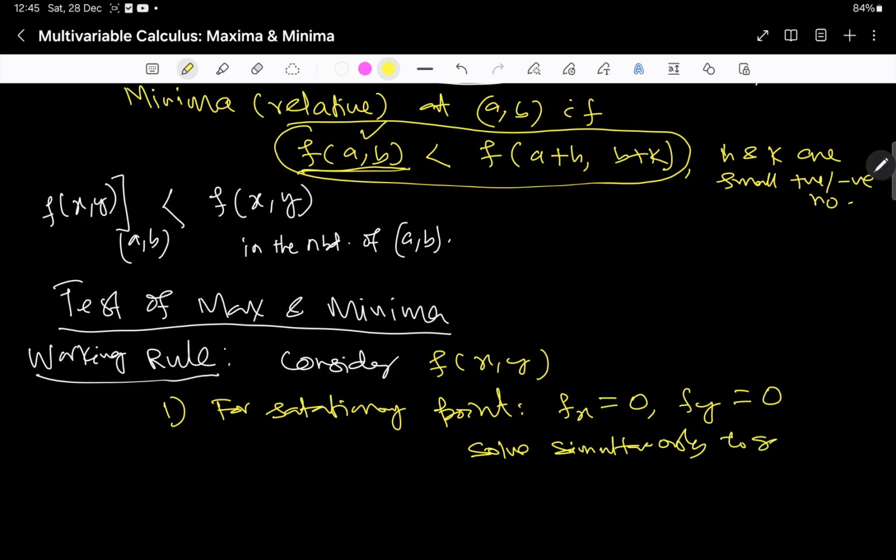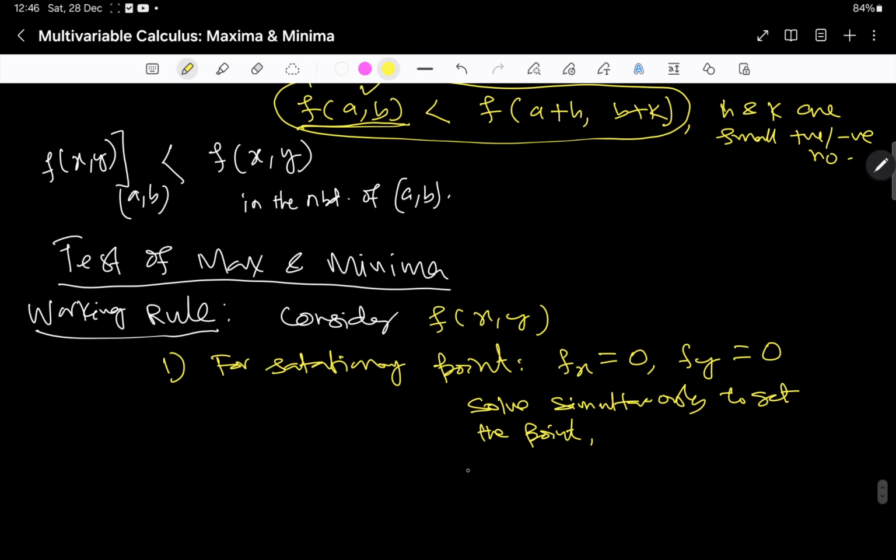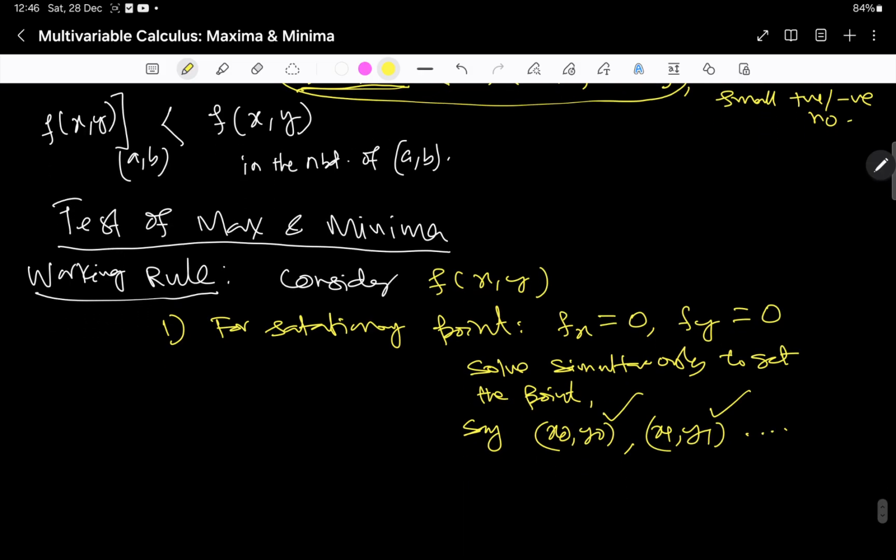to get the points. After simplifying, suppose we get, say, x0 y0, x1 y1, like that. Suppose these are my points, or anything else may be my points. Now we should go for the second derivative, right.